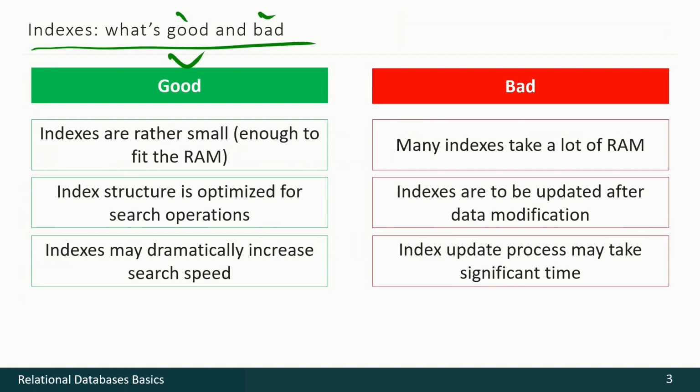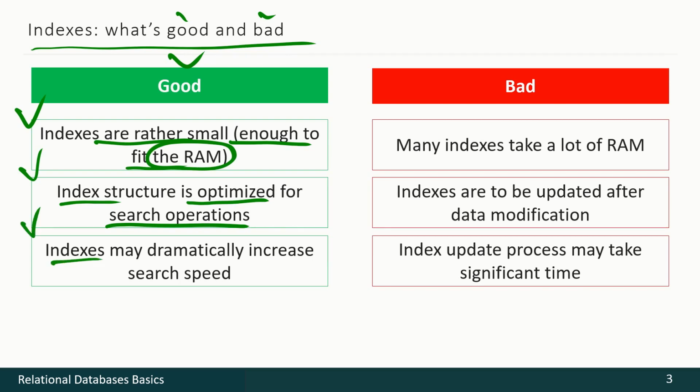Let's start with the good. Indexes are rather small, small enough to fit in RAM, so they can be accessed extremely quickly. That's good. The index structure is optimized for search operations. We shall discuss those structures in the next video. And indexes may dramatically increase search speed. We shall see it in a couple of seconds.